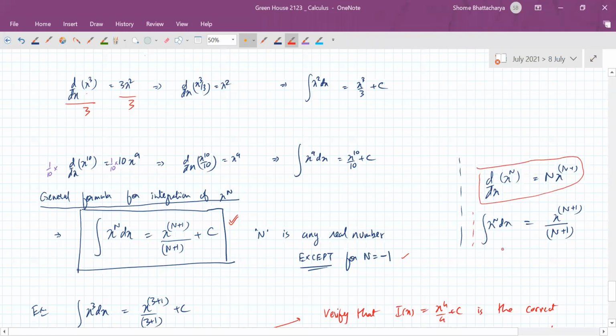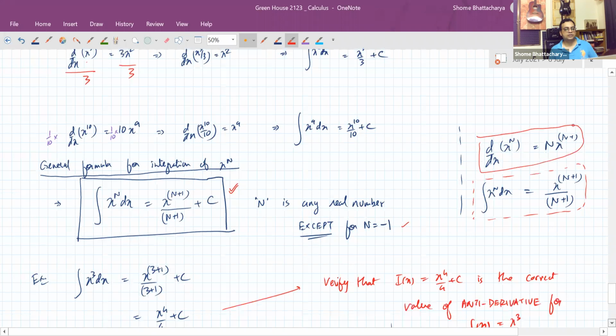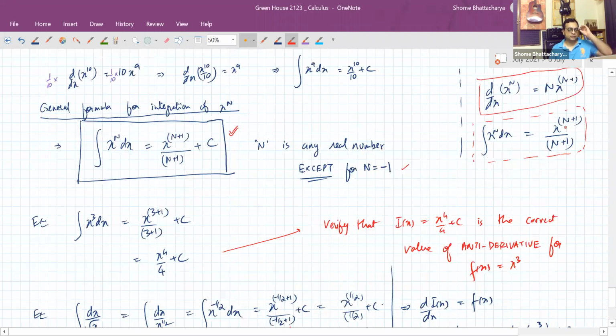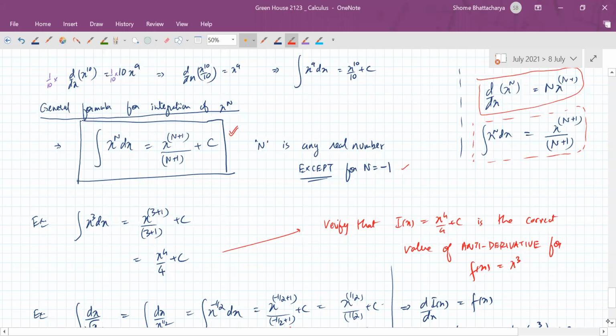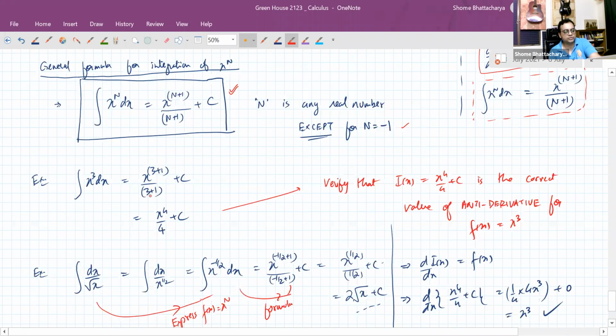So this shows us that integration is the reverse process of differentiation. Na? Because when we differentiate a power of x, we multiply by n and reduce the power by 1. So the reverse of that operation is such that when we integrate, we divide by n plus 1 and we raise the power by 1. Okay, once we've understood the formula, we have to just learn how to apply it in different situations like this.